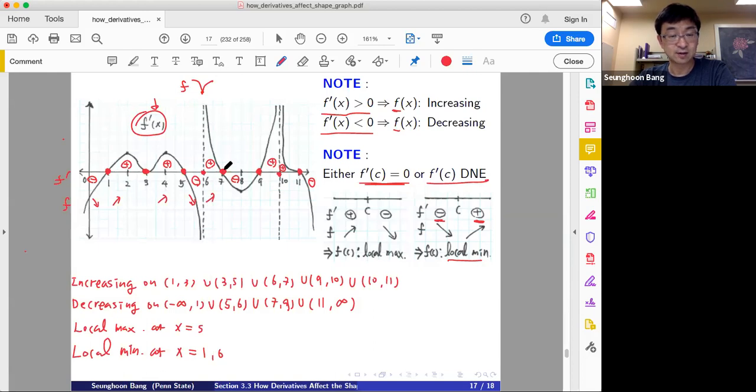What about 7? Yes, maximum. Increasing, decreasing is right. The graph is increasing then decreasing, so a local maximum at 7.